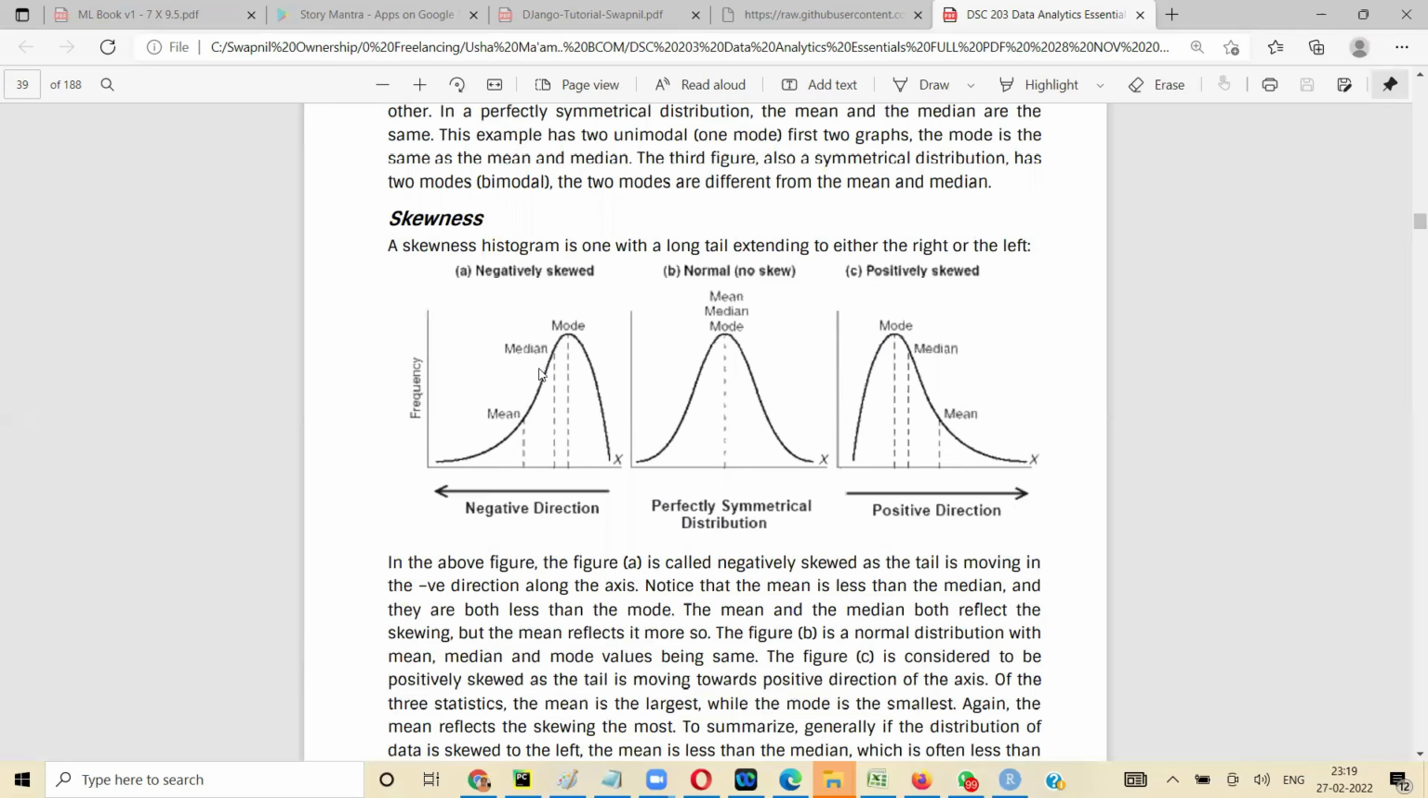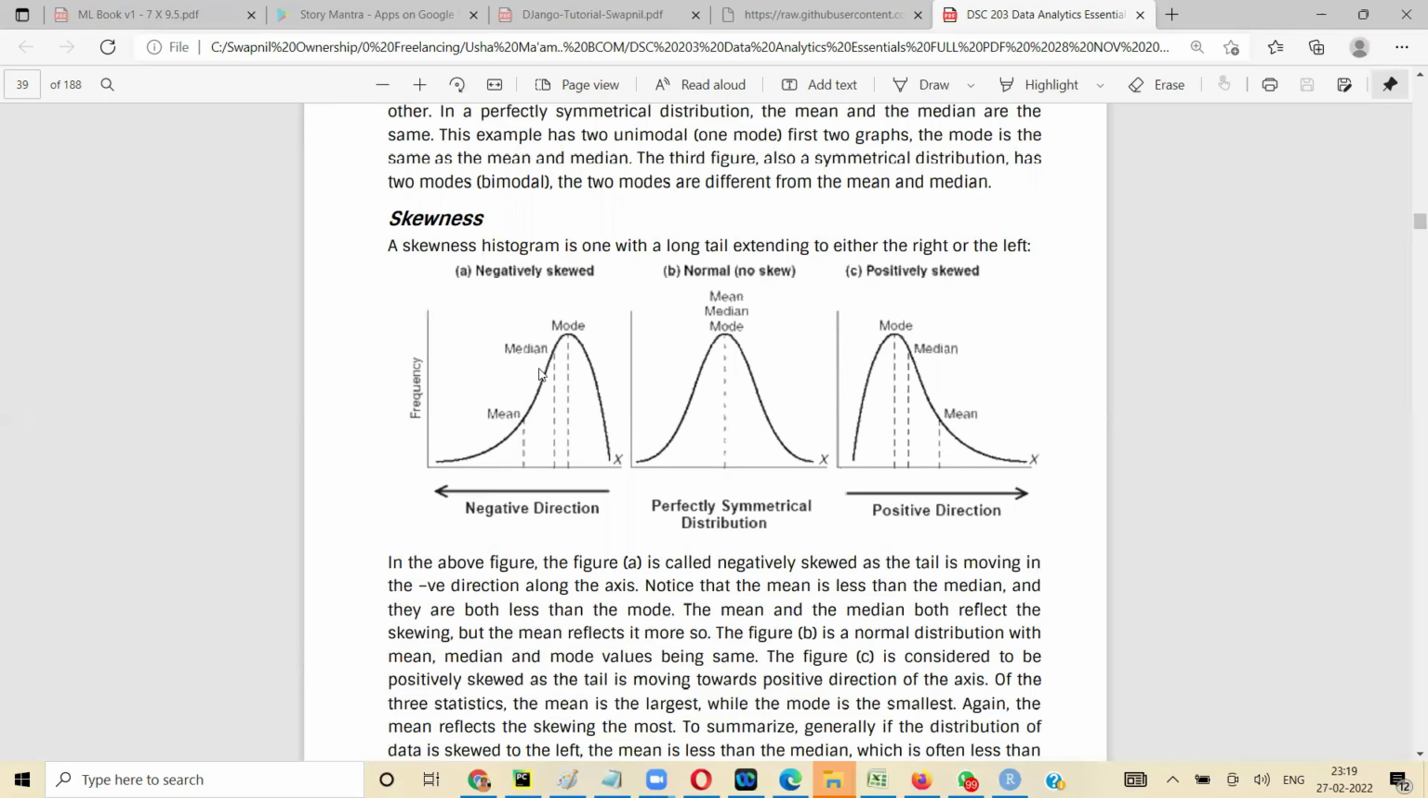Okay, because mean uses all the values for analysis. So mean will run faster than median. Median uses only middle values data, isn't it? So in such cases, mean will be far. That's why you see mean is always farther away than mode. Median will be somewhere in between.